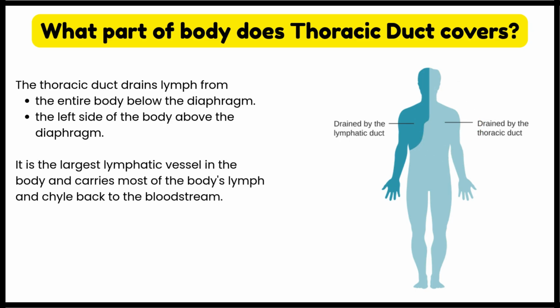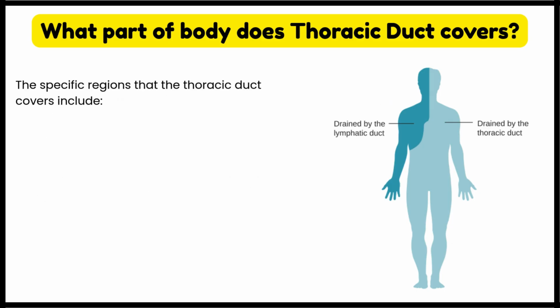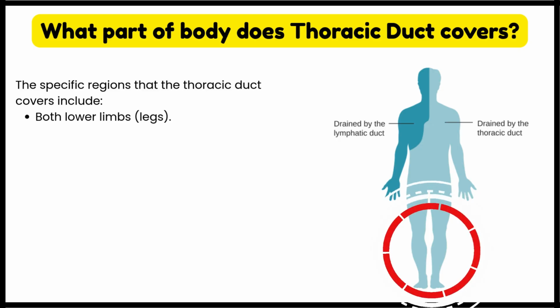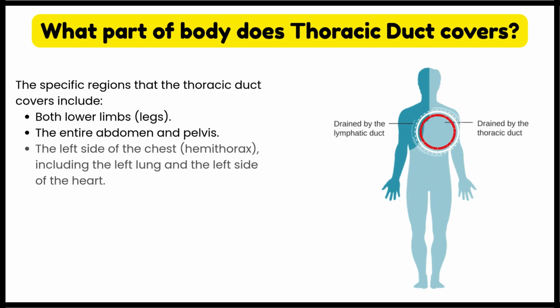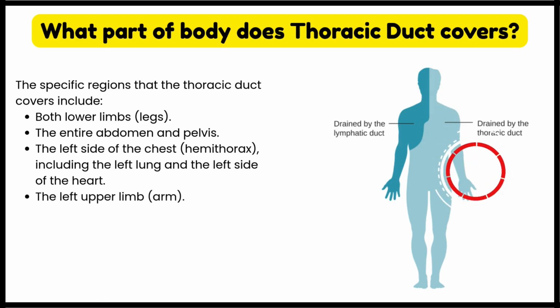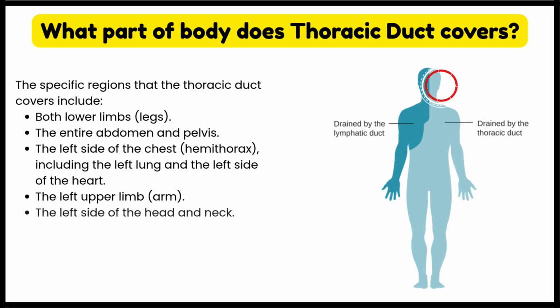The specific regions that the thoracic duct covers include both lower limbs, legs, the entire abdomen and pelvis, the left side of the chest, hemithorax, including the left lung and the left side of the heart, the left upper limb, arm, and the left side of the head and neck.